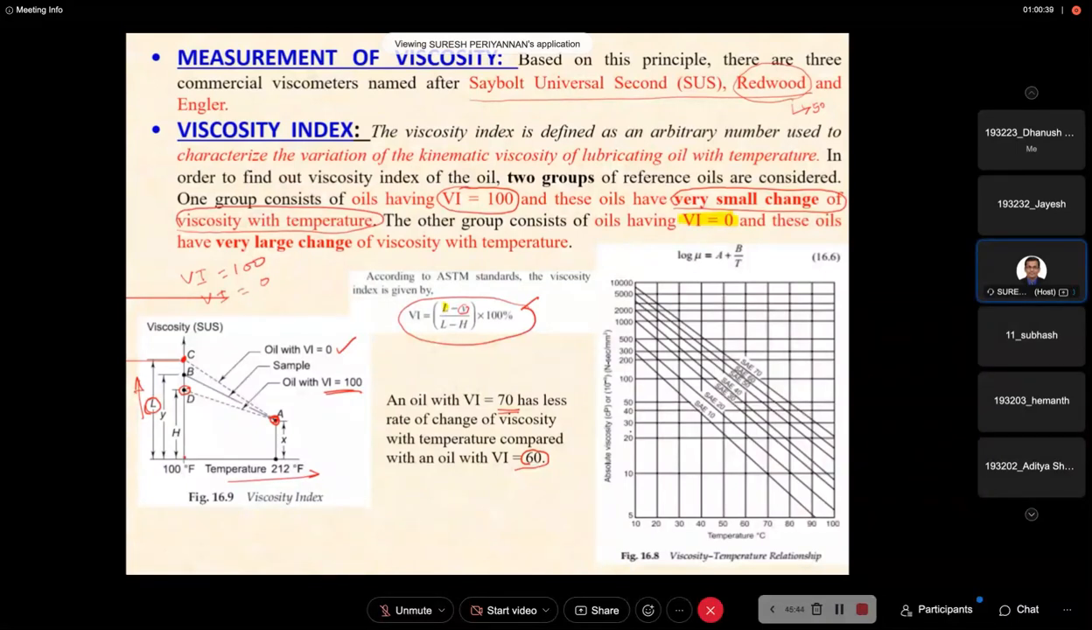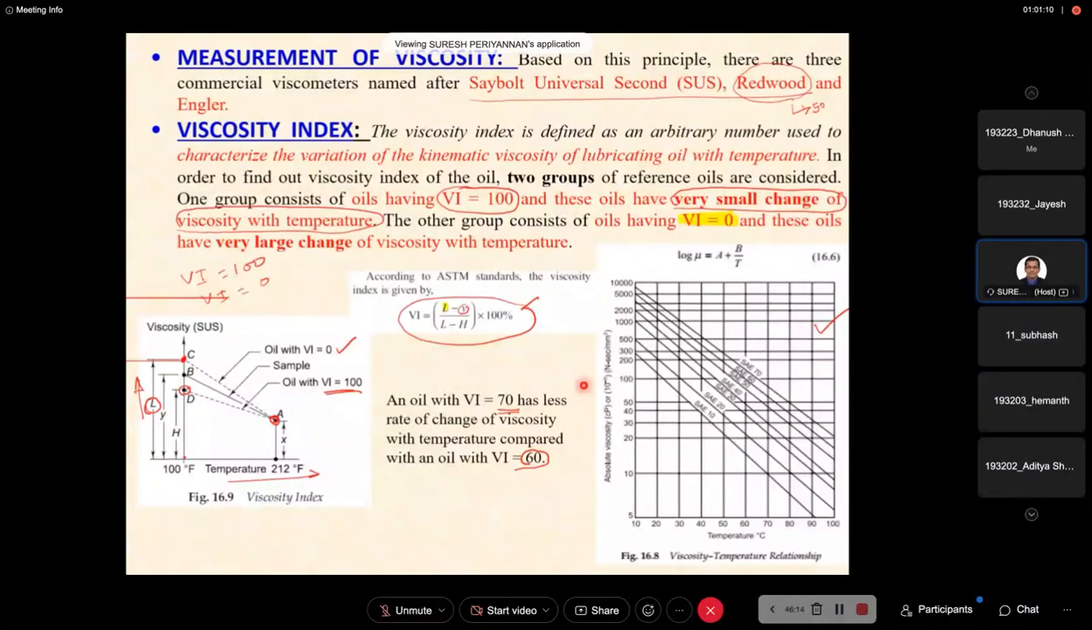Now I come to the chart of temperature versus viscosity of the fluid. This is a very, very important chart. Here are SAE oils 10, 20, 30, 40, 60, 70 and so on. This is the temperature, and this is absolute viscosity in centipoise or 10 power minus 3 newton second per meter square.